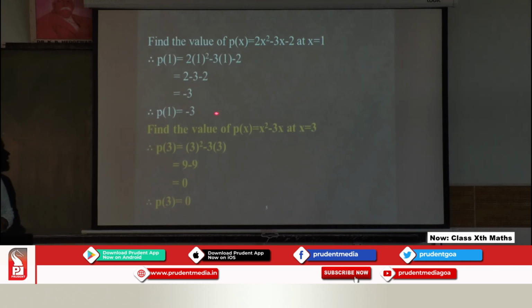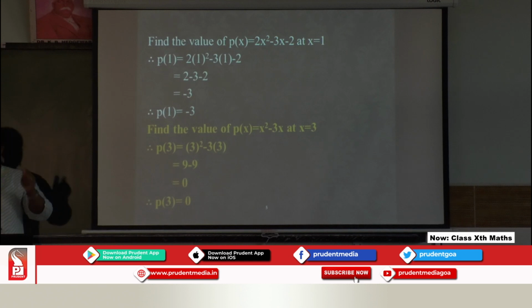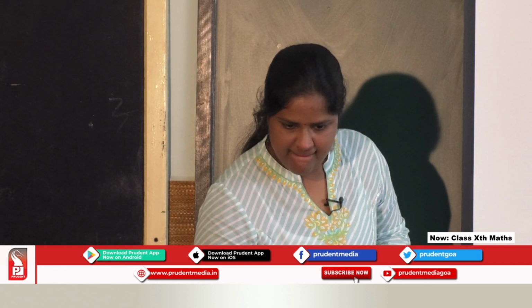Now if you compare both of these, here the value is negative, here the value is 0. So there is something special about this 0. What happens to this polynomial when the final value is 0? We will see this in the next slide.